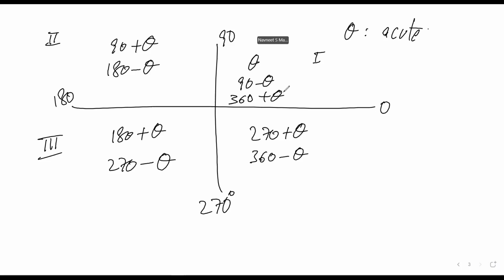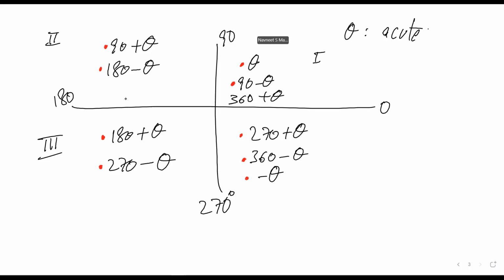So, we have 0, we have theta, we have 90 minus theta, we have 90 plus theta, we have 180 minus theta, we have 180 plus theta, we have 270 minus theta, we have 270 plus theta, we have 360 minus theta. As a part of it, I can also write minus theta here. Are we clear till here?